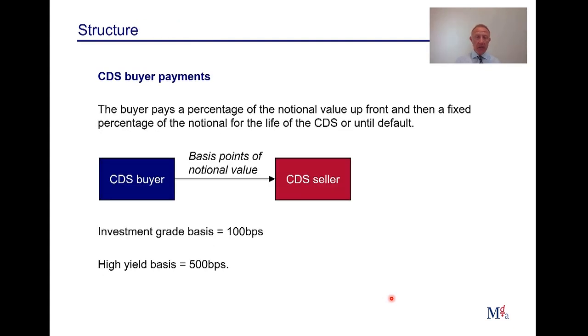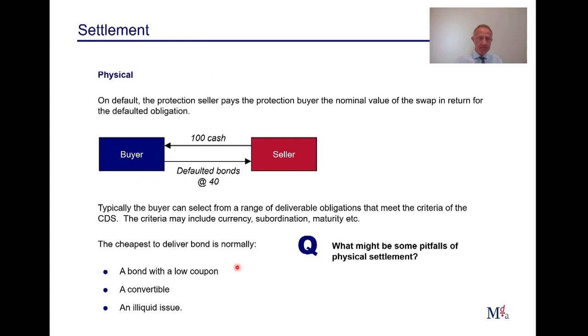So how do the premiums work? Well, there's two parts to the premium payments. There's an ongoing payment that we're going to be making quarterly, but it's expressed on an annual basis. For investment grade issuers, that's 100 basis points a year, and for high yield issuers, it's typically 500 basis points a year. There's also a payment up front, which we'll call points up front, and we'll see fairly shortly.